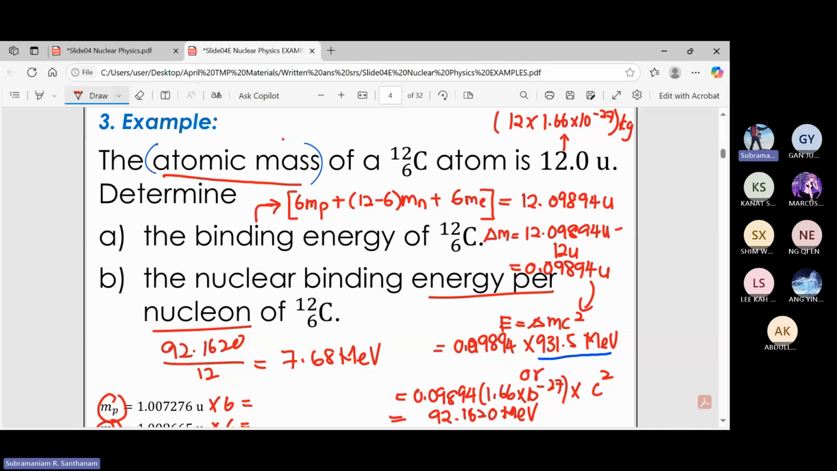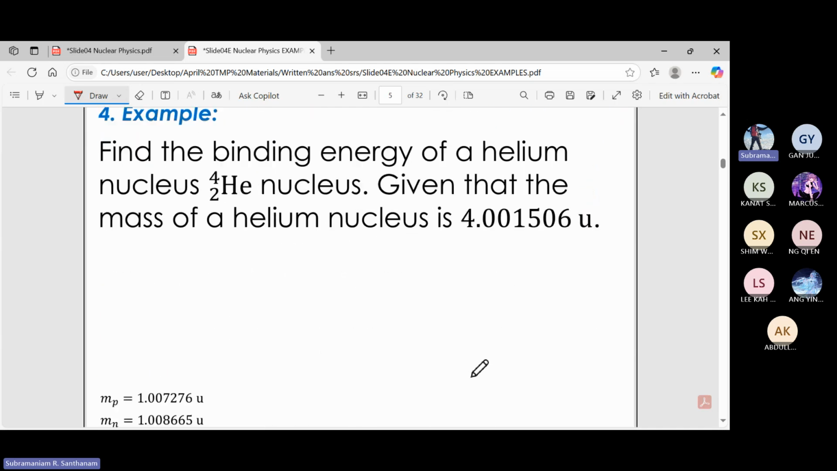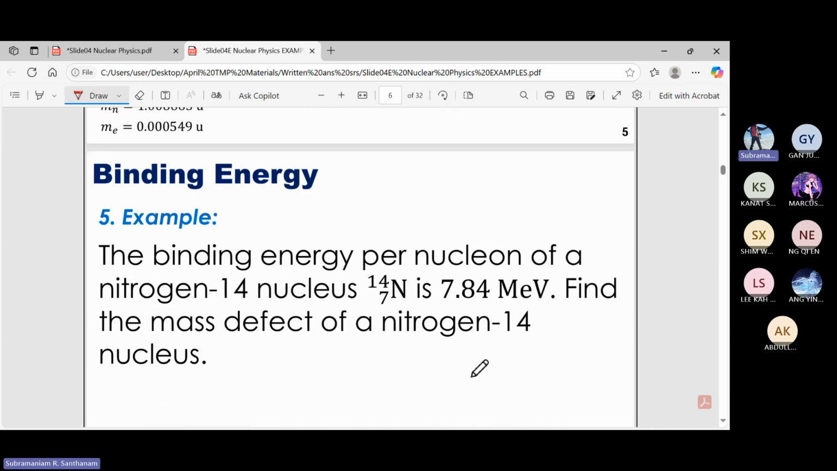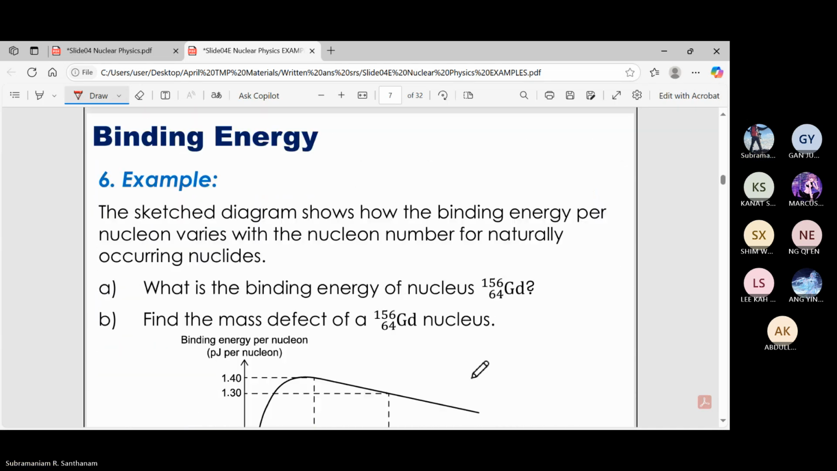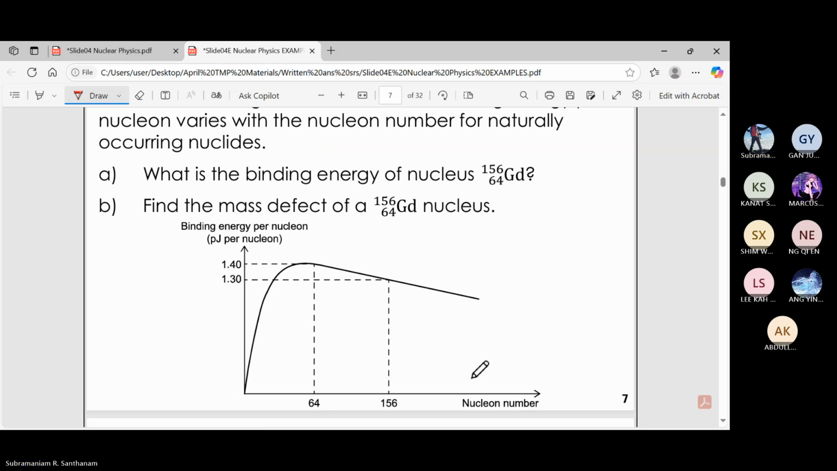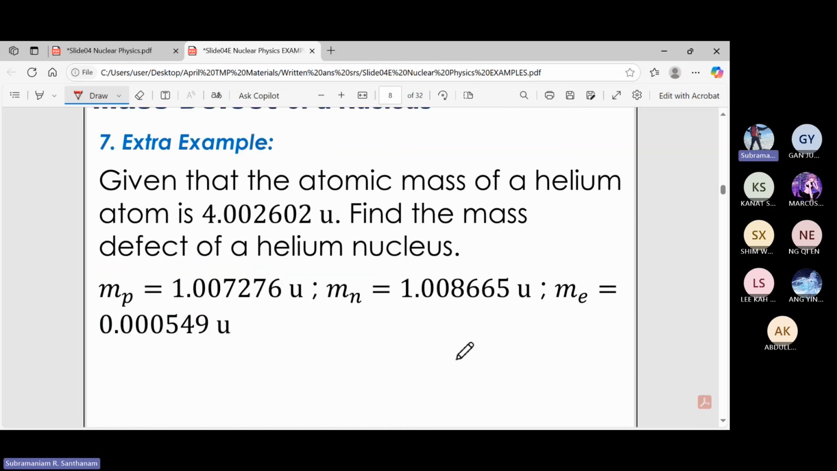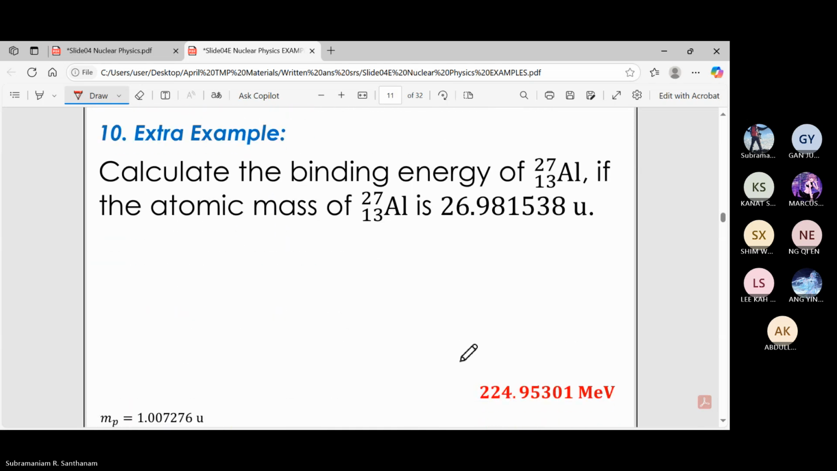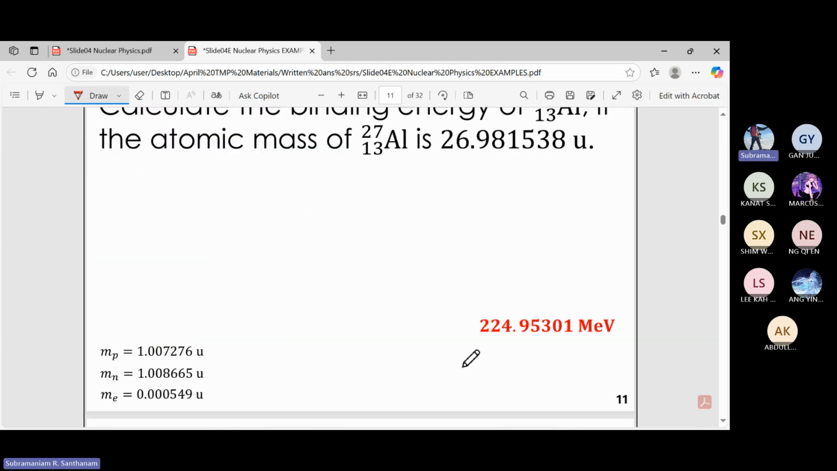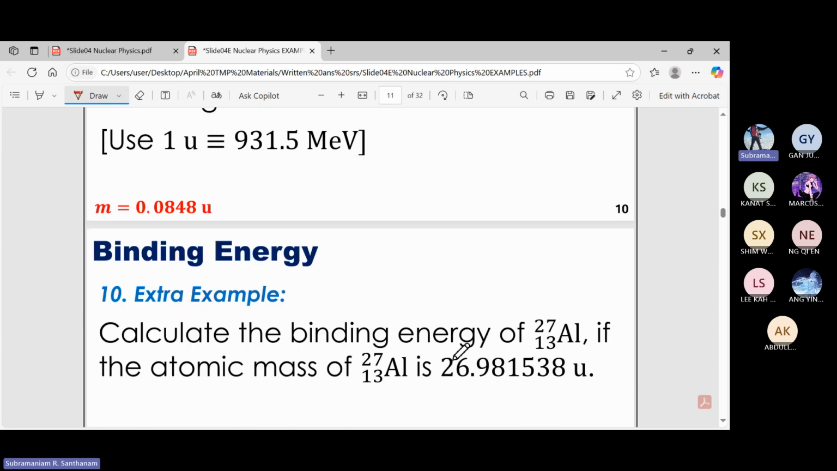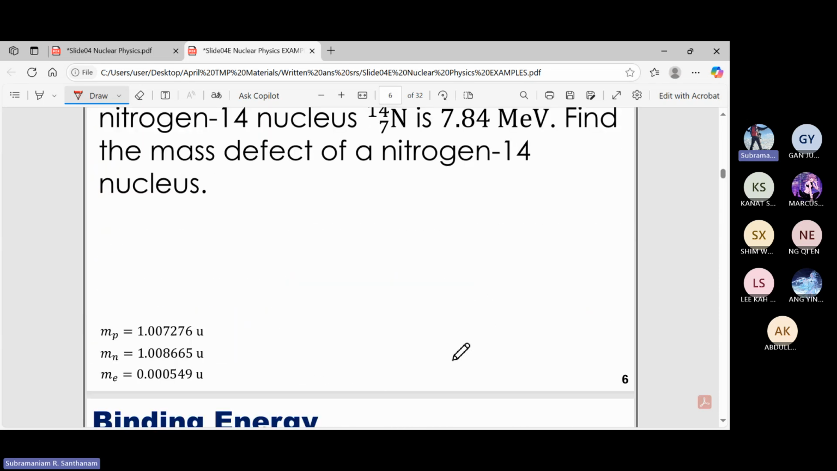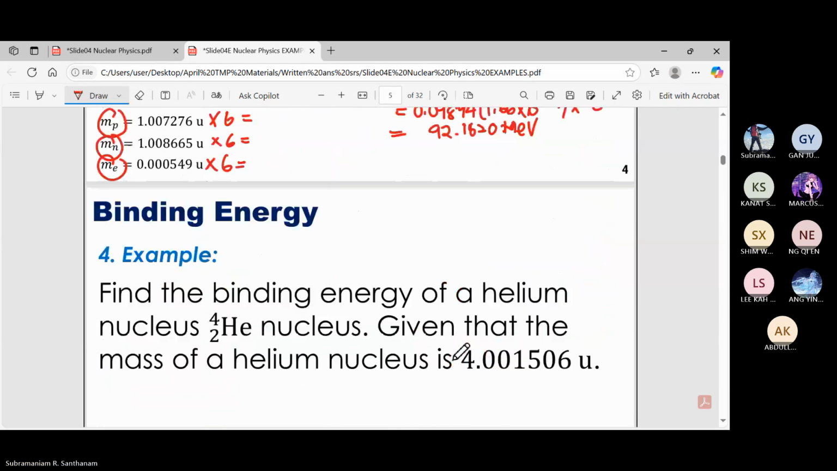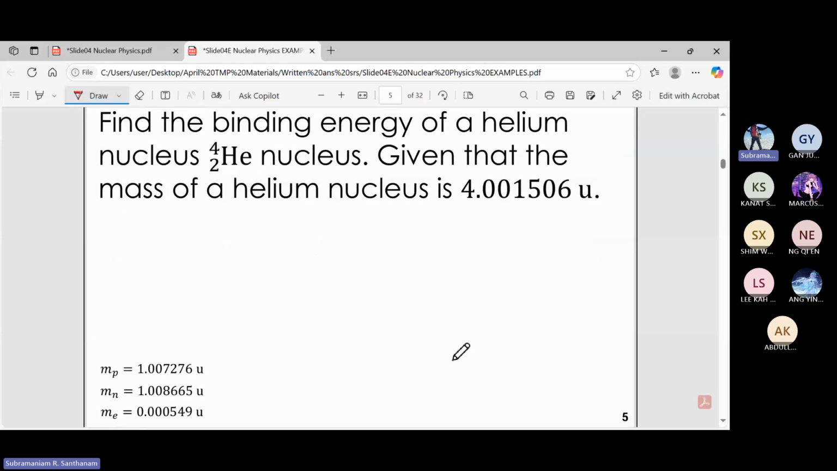Now I ask you a question. The other questions, example 4, example 5, 6, you can see the graph comes in. Some of the answers are there, and some do not have the answer, 3, 4.